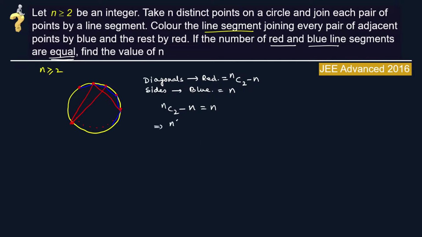So this can be written as n(n minus 1)/2 is 2n. That gives us n(n minus 1) is 4n. We can cancel n from both sides because n cannot be 0. So n minus 1 is 4, which implies n is 5. That's it. That's your answer.